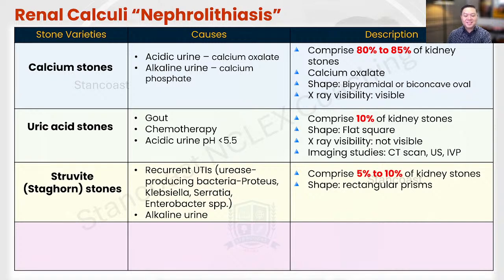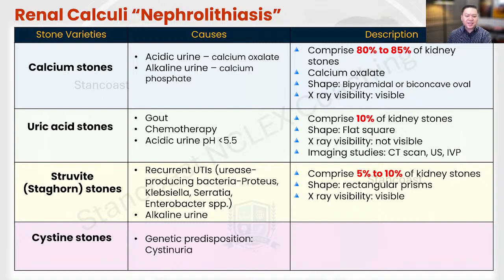Now, talking about the cystine stones, this is going to be caused by a genetic predisposition, mostly cystinuria. And this is something that can comprise about 1% of all kidney stone cases. It has that hexagonal shape, and this is not easily visible in the abdominal X-ray. And so when this happens, imaging studies will be required in order to detect this type of stone, which are the CT scan or the ultrasound of the abdomen or the intravenous pyelogram.